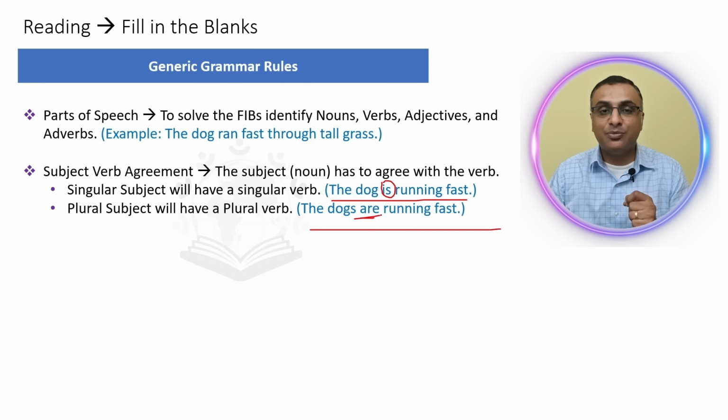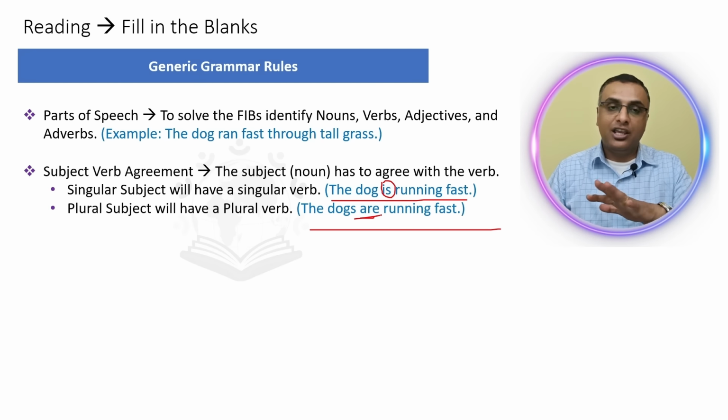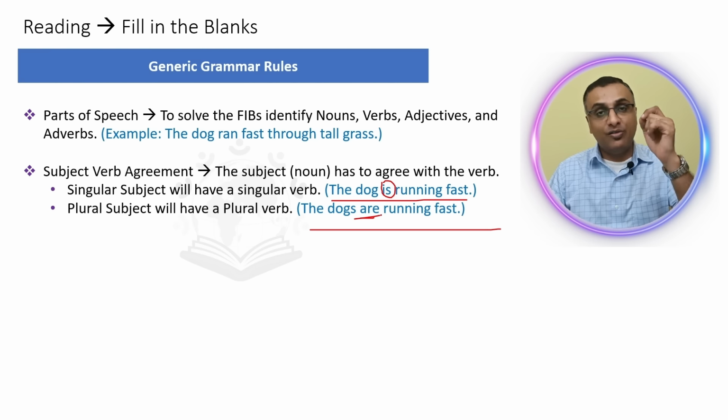Are in this case becomes a plural helping verb. So that is why you have are. You cannot construct a sentence which is grammatically incorrect, something like the dog are running fast. You cannot say the dog are, because it is a singular subject. It has to be always is.